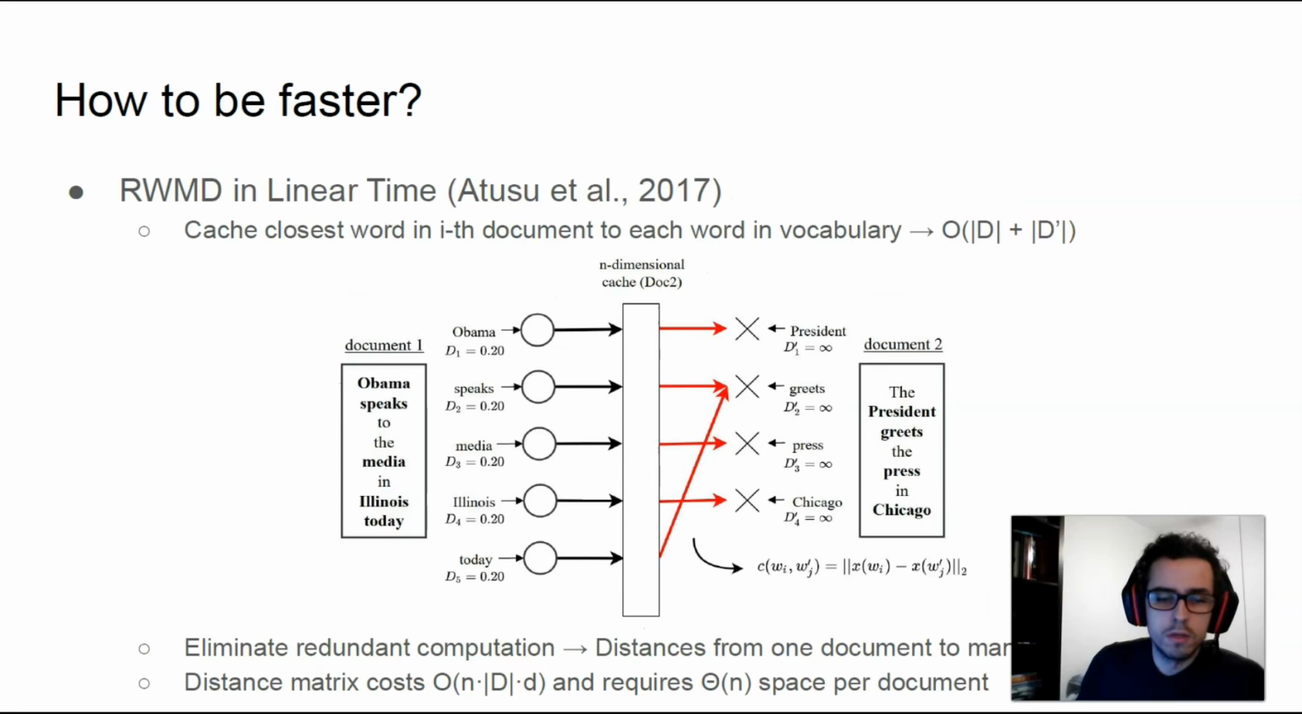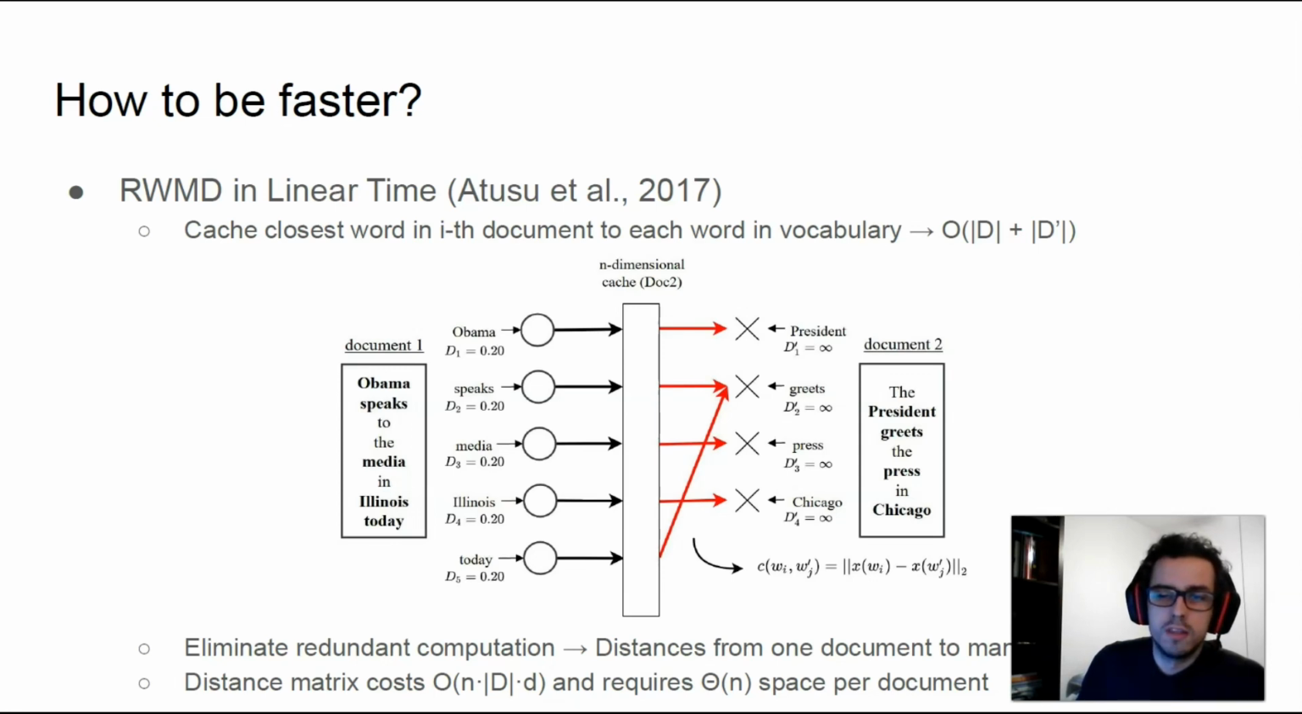And continuing in this line of work, Atasu et al. proposed a linear implementation of the RWMD that is very good when we have to compare one document against many. The idea is to remove redundant computation of the distances, and to do so, what we have to do is to compute beforehand for each word in the vocabulary the closest one in the document, and then cache this information. So when we are computing the RWMD, what we will do is just consult this cache instead of computing the minimum.